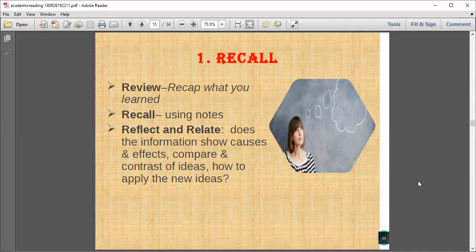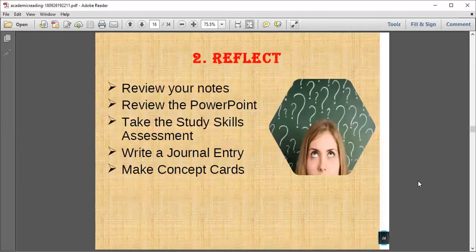It means you have to think, does the information show causes and effects, compare and contrast of ideas, how to apply the new ideas? When I say you reflect, it means you review your notes, review the PowerPoint, take the study skills assessment, write a journal entry, make concept cards.